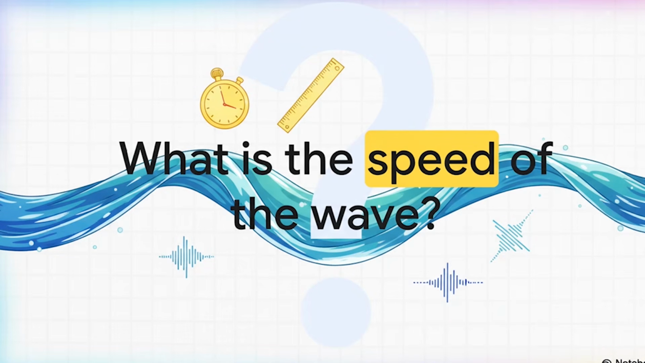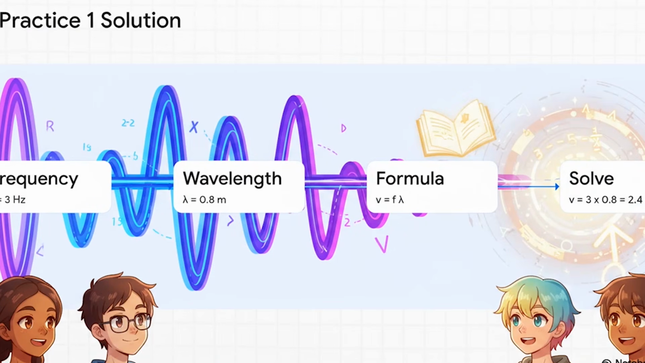Let's practice. Here is our first question. I'll read it slowly. A rope is displaced at a frequency of 3 Hz. If the distance between 2 successive crests of the wave train is 0.8 meters, calculate the speed. Before we look at the answer, ask yourself, what specific values have you been given here? Let's solve it together step by step.